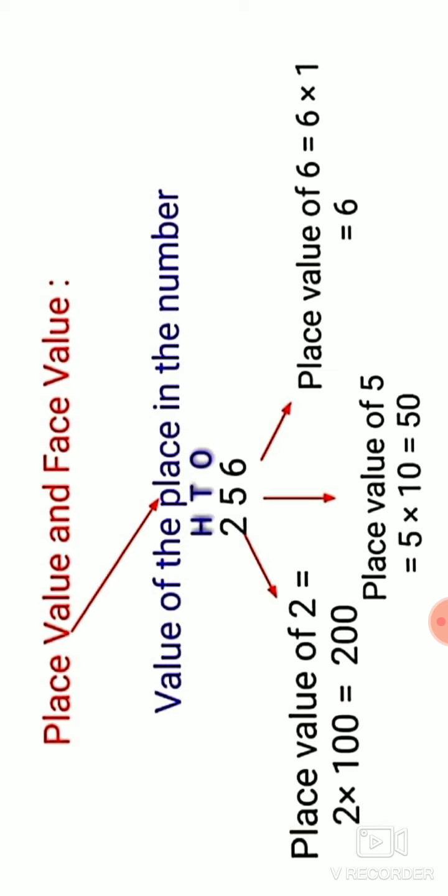Therefore, the place value of 6 is 6. The place value of 5 is 50. The place value of 2 is 2 into 100, that is 200. In this way, you have to find out the place value of the numbers.